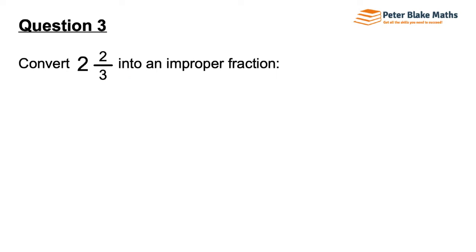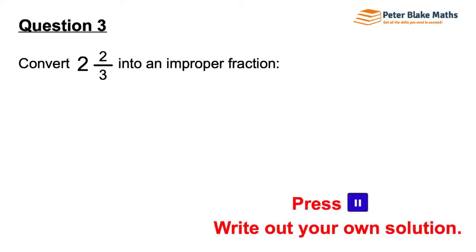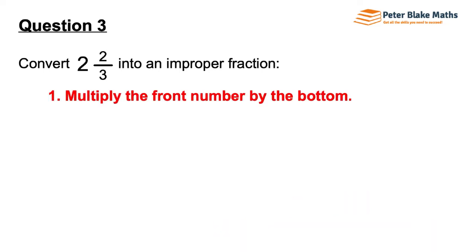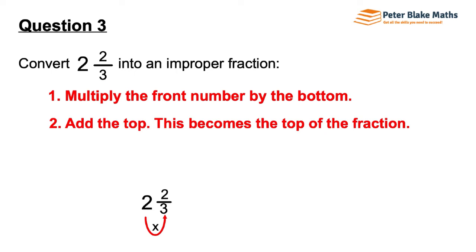Question 3. Convert 2 2/3 into an improper fraction. Step 1 is to multiply the front number by the bottom. So 2 times 3 is 6 so far. And then we'll add the top number, and this becomes the top of our new improper fraction. So we'll go 2 times 3 is 6, plus 2 is 8, and we'll make that the top number of our new improper fraction on the right hand side there.